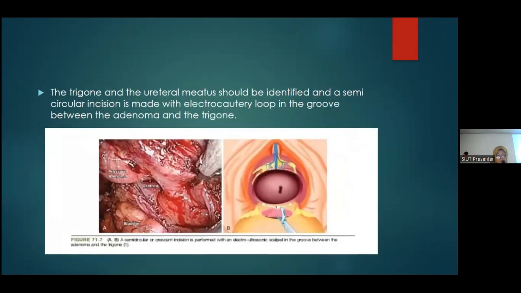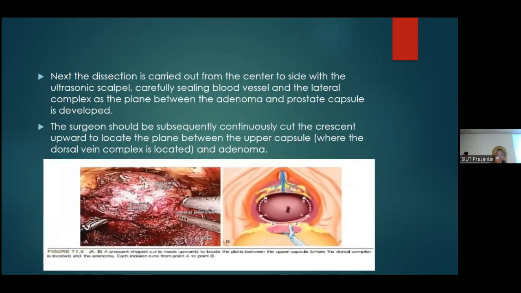The trigone and the urethral meatus should be identified, and a semicircular incision is made with an electrocautery loop in the groove between the adenoma and the trigone. Next, the dissection is carried out from the center to the side with the ultrasonic scalpel, carefully sealing blood vessels and lateral complex as the plane between the adenoma and prostate capsule is developed.